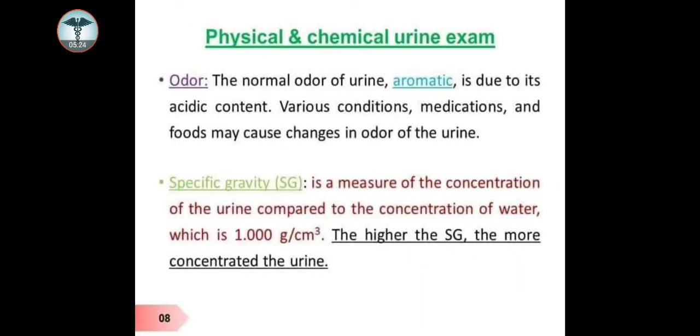Now another property, which is the odor. The normal odor of the urine is aromatic. Various conditions such as medication and food may cause changes in the odor of the urine. Specific gravity is the measure of the concentration of the urine compared to the concentration of water, which is 1.000 gram per cubic centimeter. The higher the specific gravity, the more concentrated the urine is.